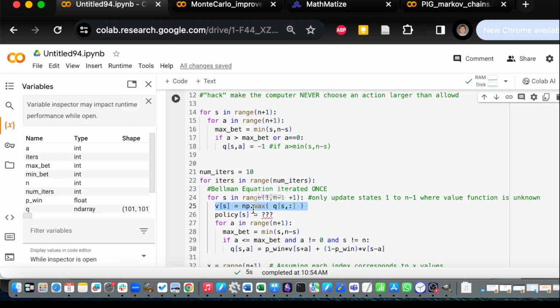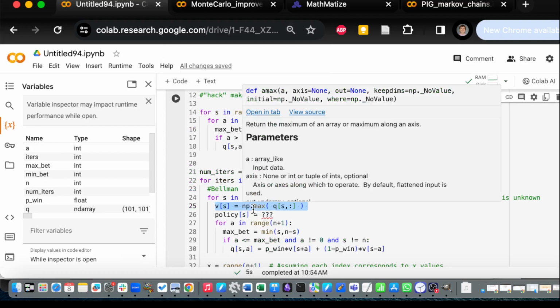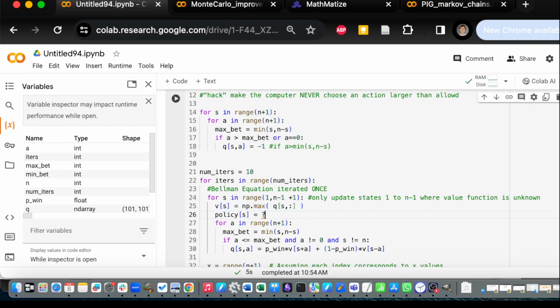And in fact, really what we're doing, right? V is the maximum Q value. What is the maximum value you can get? The policy is where does the maximum occur? Which action should you take to achieve the maximum? So I believe it should be np.argmax of Q of S, comma, colon. All right, that worked.